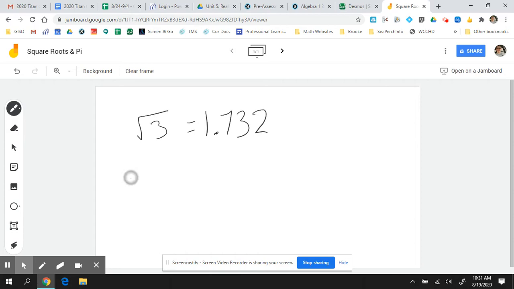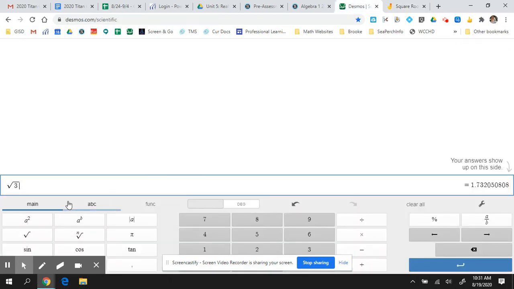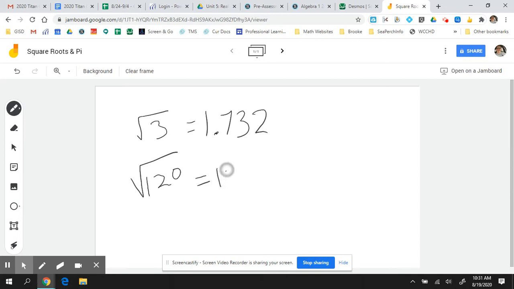If you had the square root of 120, again, we would go to our calculator, and I'm going to type in the square root of 120, and I get 10.954. Okay?